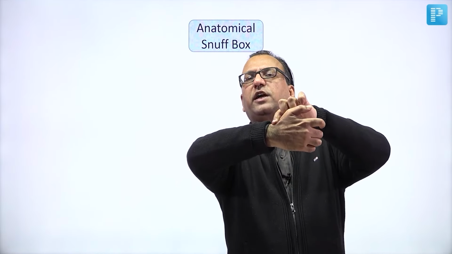As we discuss, a muscle with short tendon, the extensor pollicis brevis, forms the anterolateral boundary of the anatomical snuffbox. And if we are talking about the long tendon, it is the extensor pollicis longus, coming from the posterior forearm and forming the posterior medial boundary of the anatomical snuffbox.